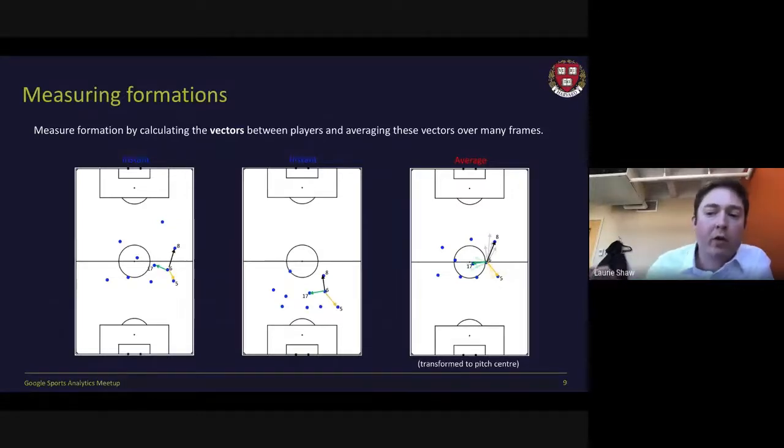What I'm going to do from here on in is I'm always going to present formations such that the center of mass of the formation is aligned with the center of the field.